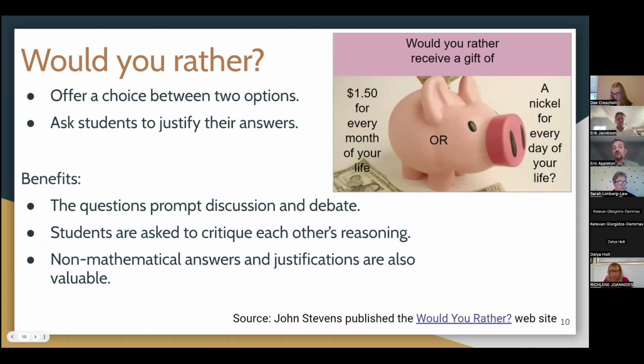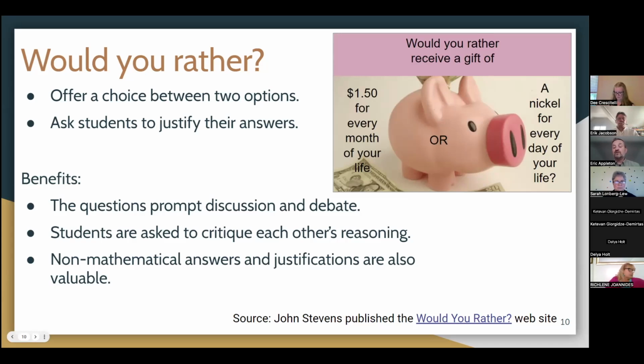And then you're asking students to justify their answers. We could have gone farther and actually done some work calculating, visually calculating the area of each of those circles, dividing by the number of slices. It's up to you how far you want to go with that, but the focus is on asking students to come up with an argument and then critique each other's reasoning. So ideally, these questions are prompting discussion and debate among students.